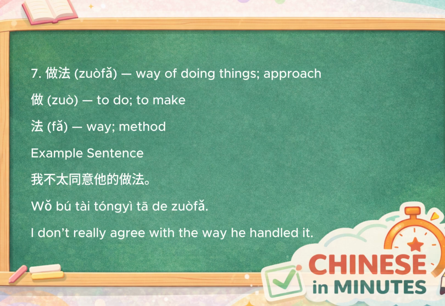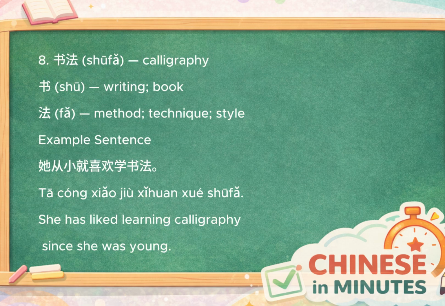7. 做法. Way of doing things, approach. 做法 combines 做, meaning to do or make, with 法, meaning a way or method. The basic idea is a way of doing something. In everyday Chinese, 做法 refers to the way someone does something, their approach, or a particular practice. For example, 我不太同意他的做法。I don't really agree with the way he handled it. Imagine two people doing the same job in completely different ways. Their different approaches are their 做法.